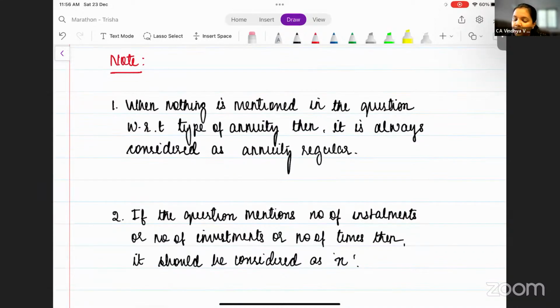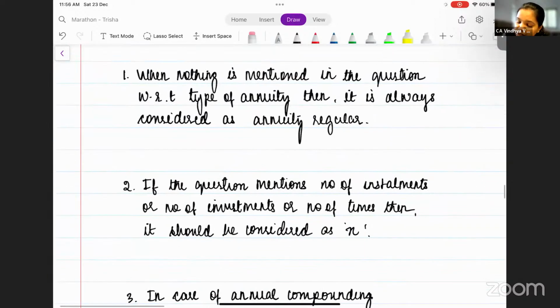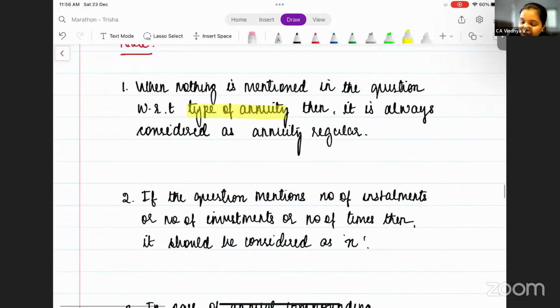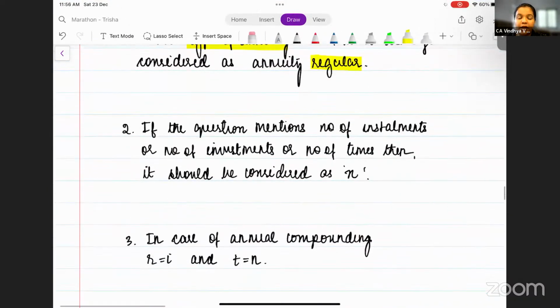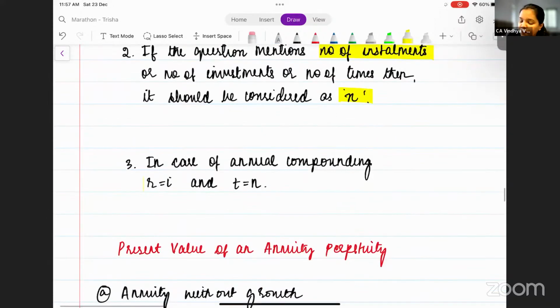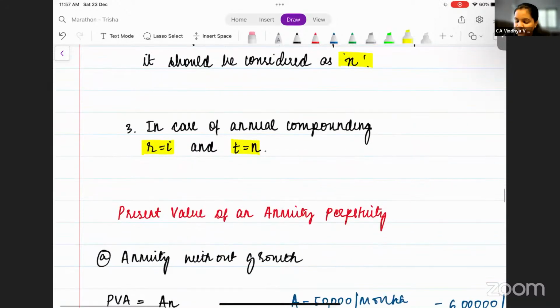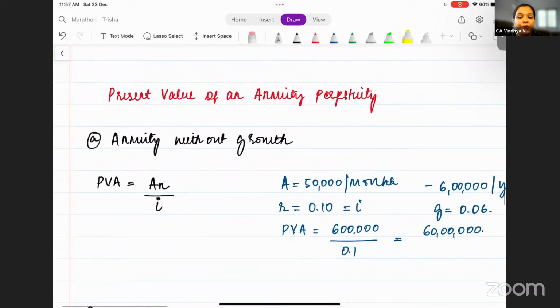Now, important thing: when nothing is mentioned in the question with respect to the type of annuity, whether it is regular or due, you will consider it as regular. If the question mentions the number of installments, then it is considered as n always, not t. In case of annual compounding, r is equal to i and t is equal to n, which we have already discussed. Next, present value annuity, perpetuity.